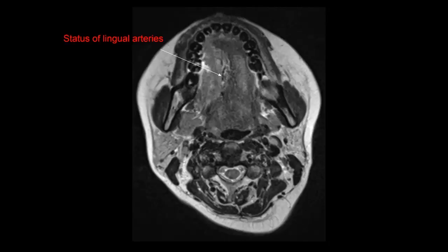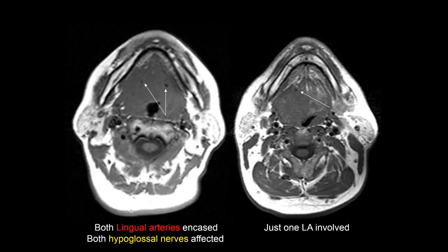Here's an example of lingual artery involvement. We can see a large right-sided tongue mass that involves the flow void of the lingual artery. We want to assess whether tumor comes to touch or actually encases the vessel. Some more examples: one patient with bilateral lingual artery involvement versus another with one lingual artery involved.